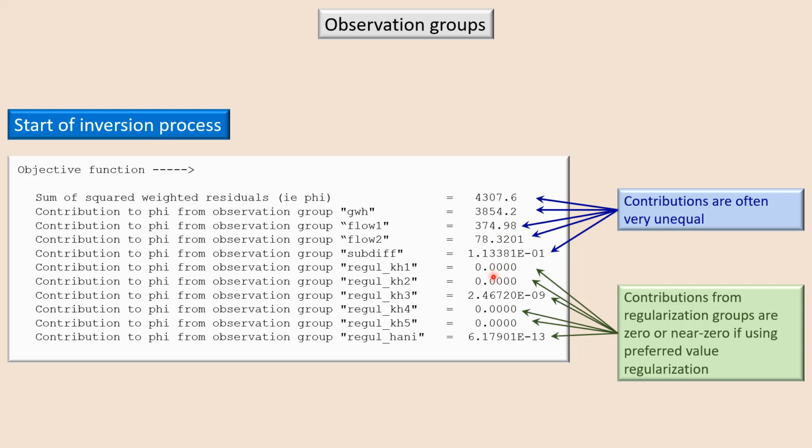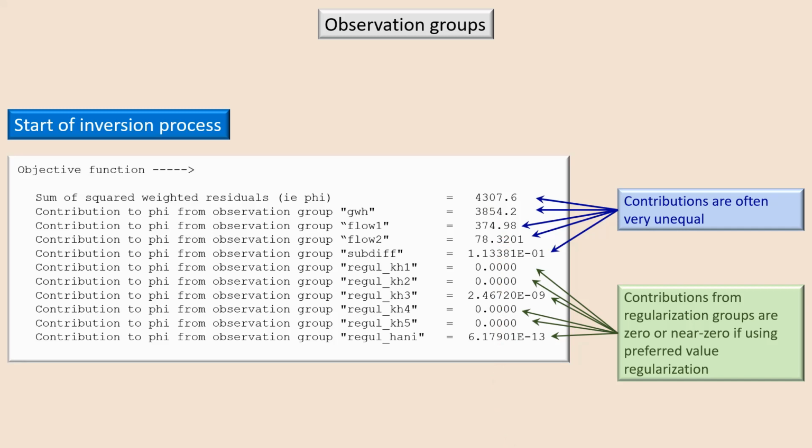First, let's look at the regularization groups. Well, if I'm using preferred value regularization, and if the preferred value for every parameter is its initial value, then at the commencement of the regularized inversion process, these contributions will be 0 because parameters are at their initial values. However, I may have a situation like this, where the contribution to the total objective function from each observation group comprising the measurements is very different.